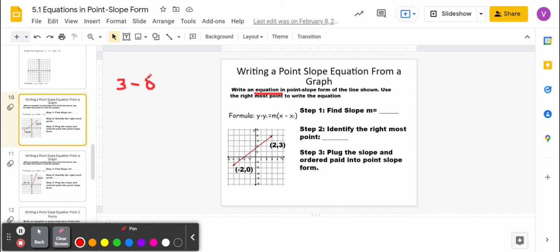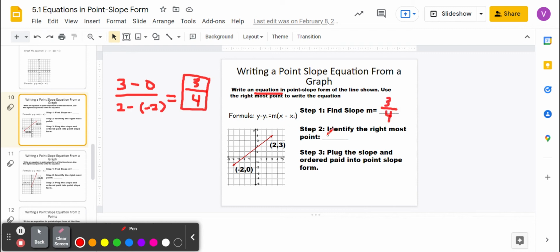So 3 minus 0 over 2 minus -2. 3 minus 0 is 3. 2 minus -2 is +4. So your slope is 3 over 4.